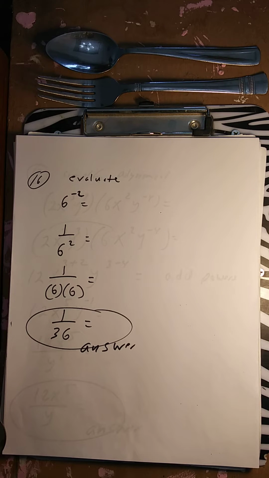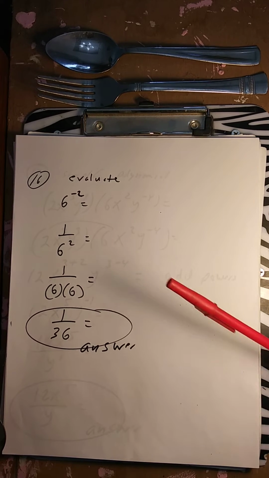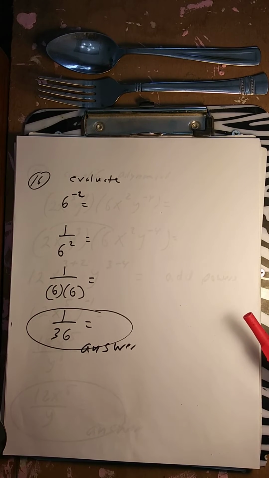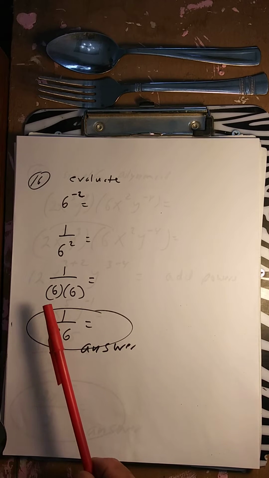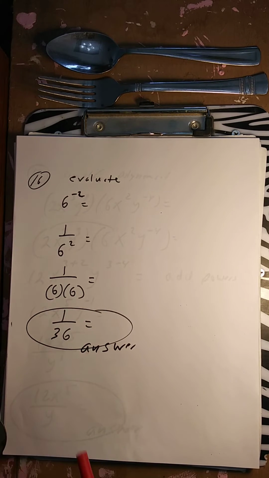Evaluate this. Okay, so we have 6 to the negative 2 power. Rewrite it as 1 over 6 squared. So now once you do that, now you can write that as 6 times 6. So 1 over 36 is the answer.